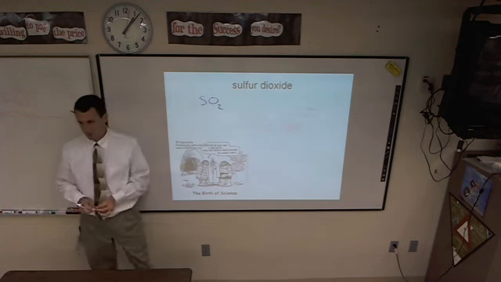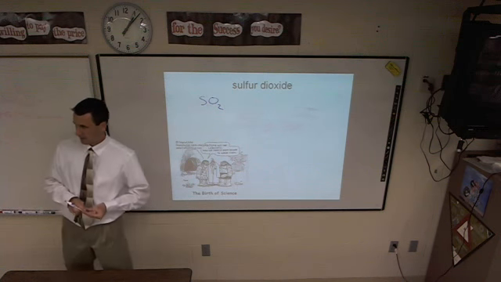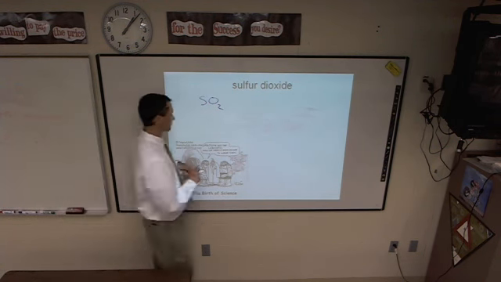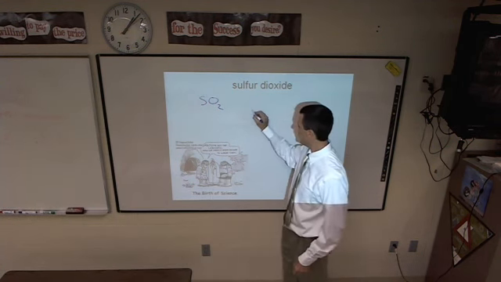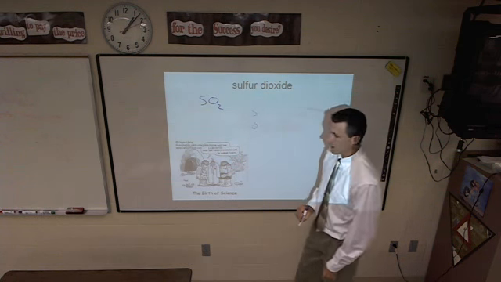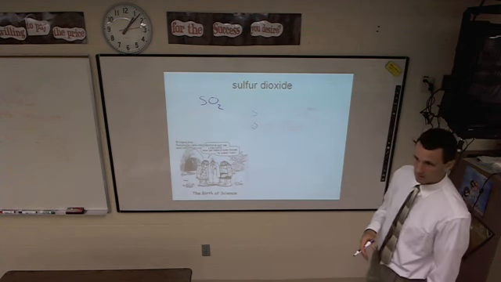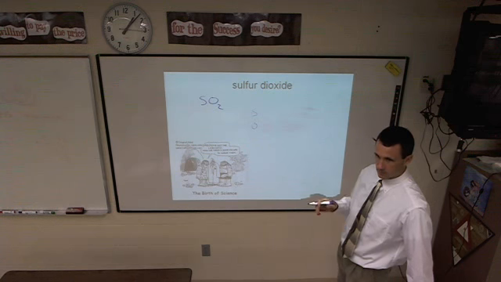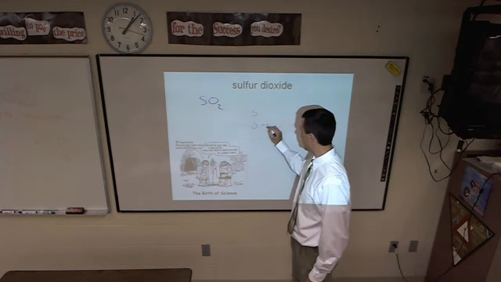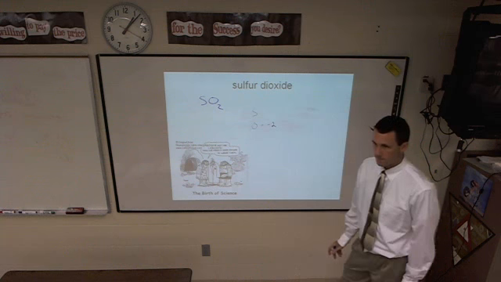So that's the first thing that you do. You just put down the formula for that compound. Then what I do is I write S and I write O. Now what is O almost always going to be? Negative 2. So I put -2 right there for O.